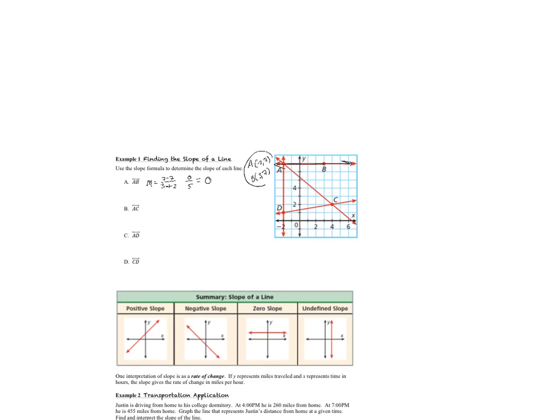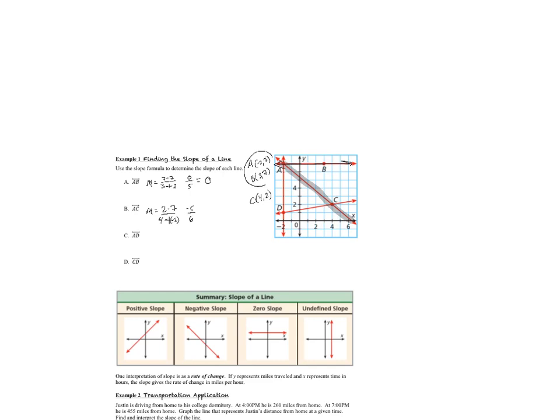Okay, line AC now. Well, line AC is this slanted line right here. Let's get the coordinates. A is going to be at negative 2, 7, and C is at 4 on the x and 2 on the y. So C is at 4, 2. And so we'll do M equals, well, y2 is 2 minus y1 is 7 all over x2, which is 4, minus x1 is negative 2. And that minus a negative becomes a plus, so 2 minus 7 is negative 5 over 4 plus 2 is 6.